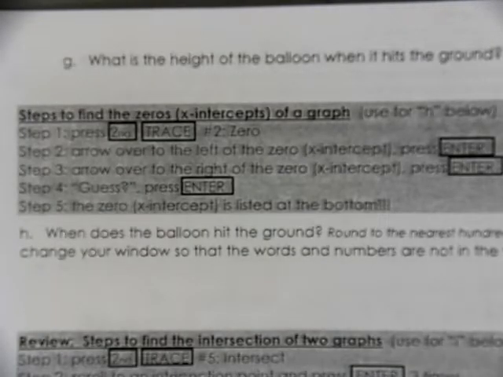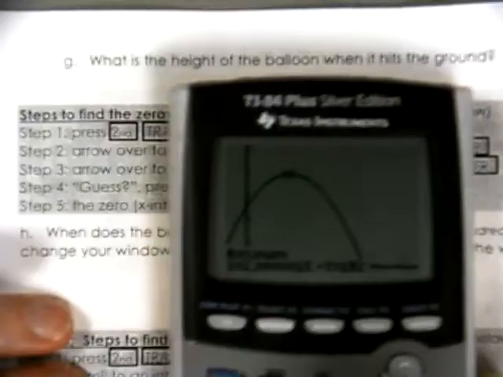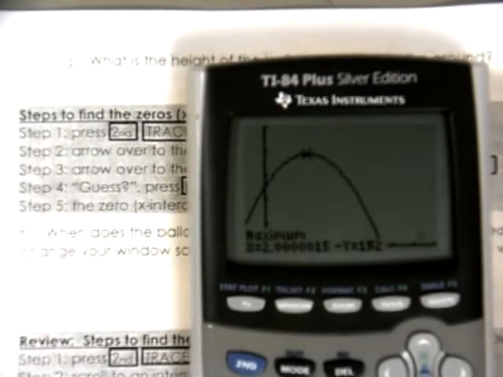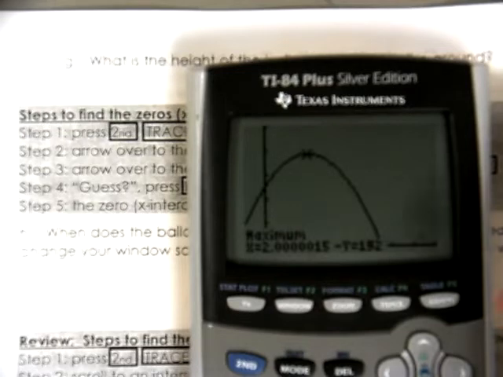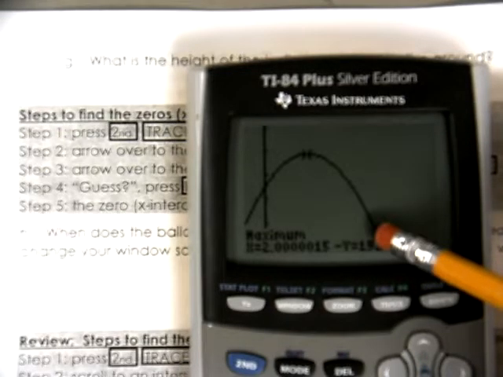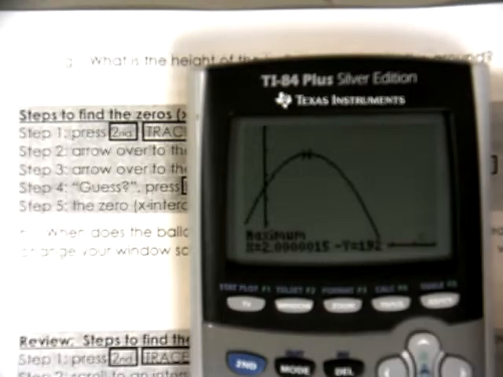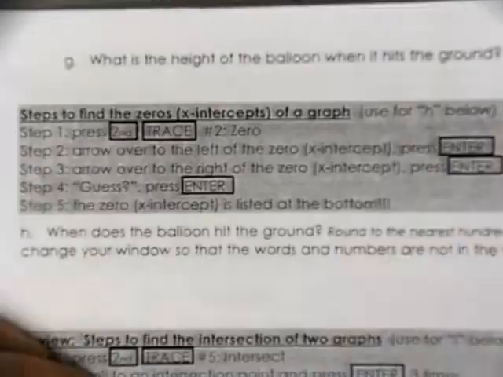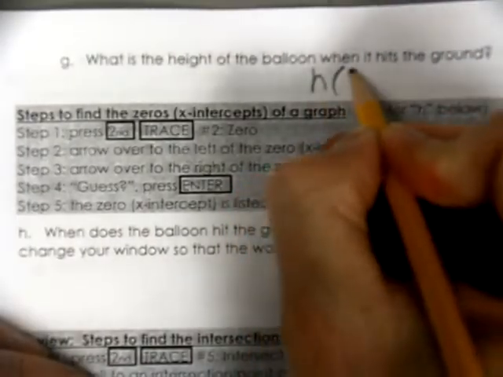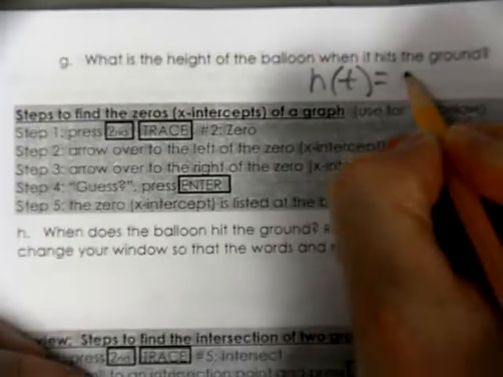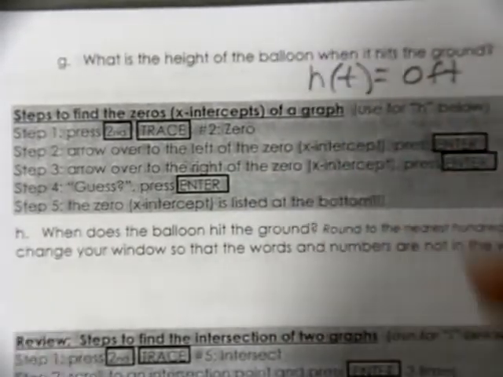What is the height of the balloon when it hits the ground? Well, when we look on here, what does it mean by the height of the balloon when it hits the ground? Well, the height of the balloon when it touches the ground, of course, the ground's at 0. So h of t would be 0. At 0 feet is the height of the ground. Y value would be 0.